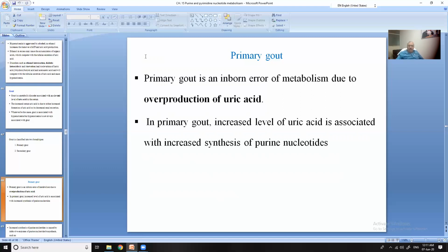Okay, so in primary gout, increased level of uric acid is associated with the increased synthesis of purine nucleotides. So what I told you is that primary gout is the inborn error of metabolism due to overproduction of uric acid. And in primary gout, increased level of uric acid is associated with increased synthesis of purine nucleotides.